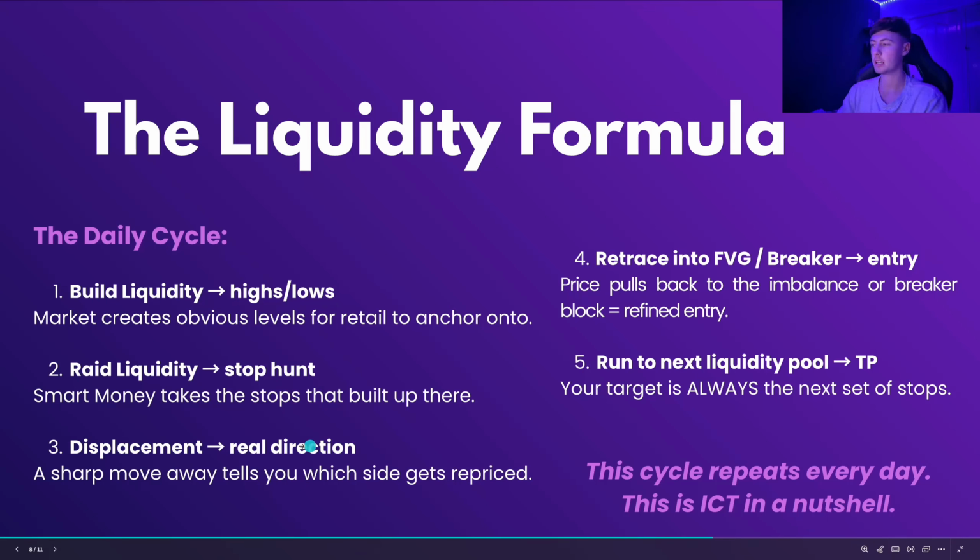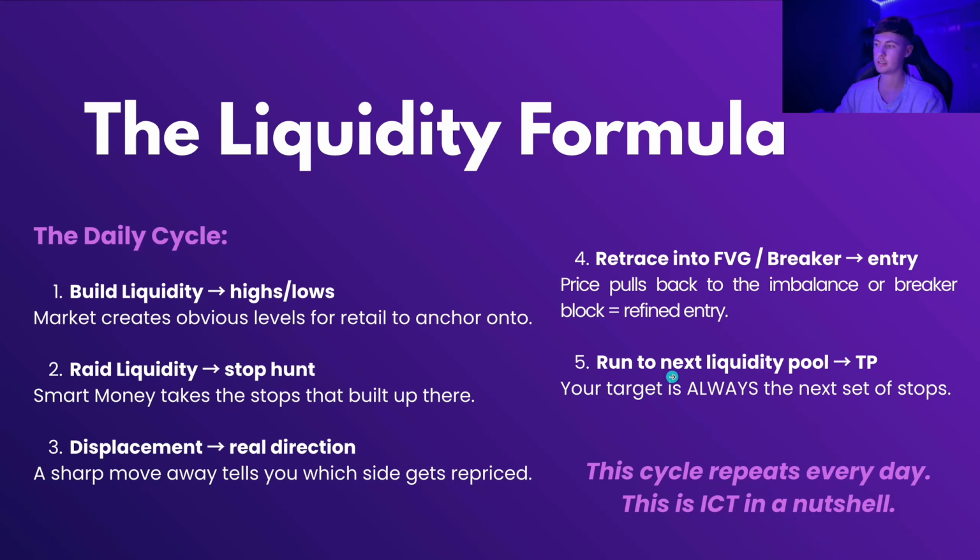Then after the displacement comes the market structure shift. For example, London low gets taken and then we break a swing high with displacement. That is your market structure shift. Now you're looking for price to rebalance into the imbalance, the fair value gap, or the breaker block, which is your refined entry. So if the algorithm is looking to take longs below London low, but they somehow miss that opportunity, the fair value gap or the breaker block is their saving grace. That is where they will take their first entry.